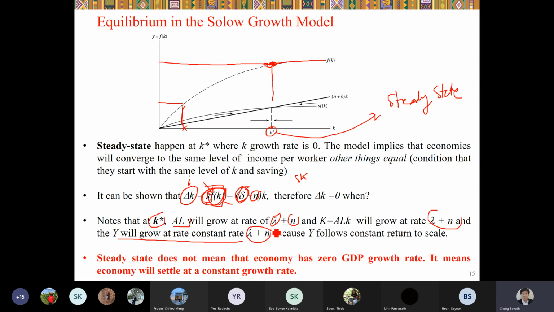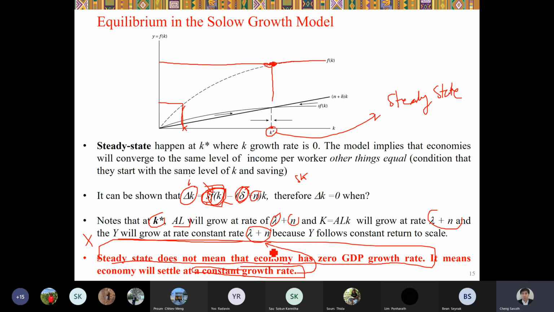So you have economic growth, but your economy keeps growing depending on the population growth rate and the technology growth rate. I say again, a steady state does not mean the economy has a zero GDP growth rate. Please don't confuse that. It just means the economy reaches a point where it has a constant growth rate, and the constant growth rate is driven by the growth rate of technology and the growth rate of labor.